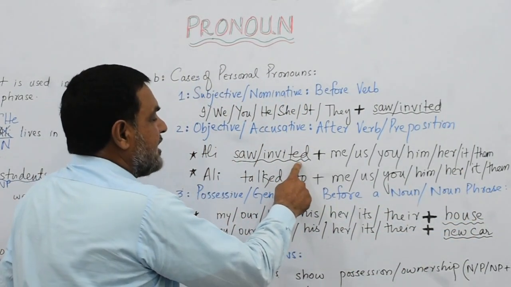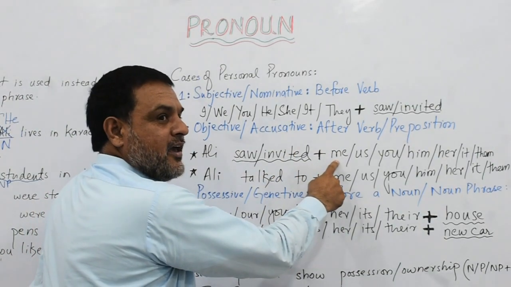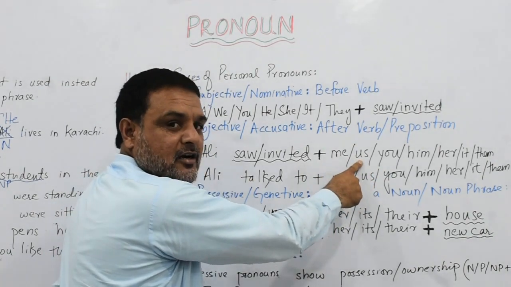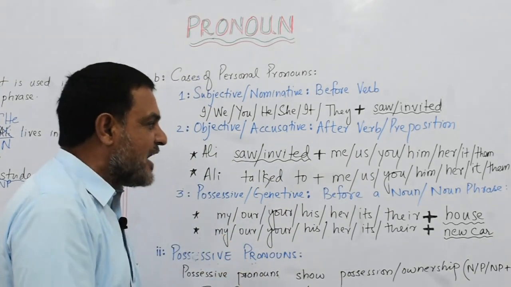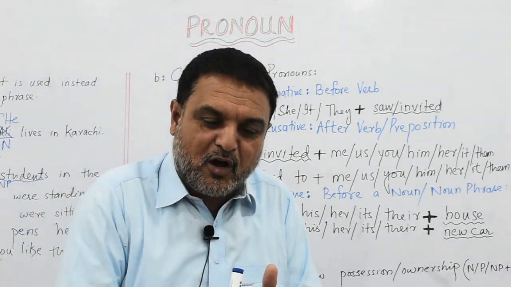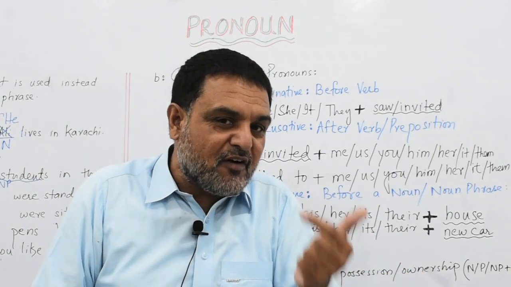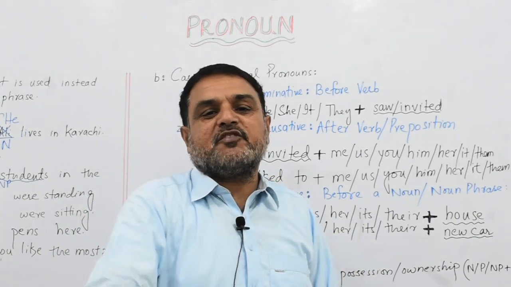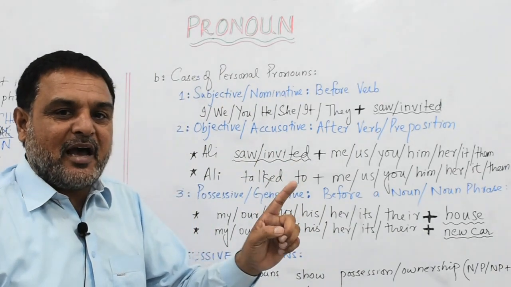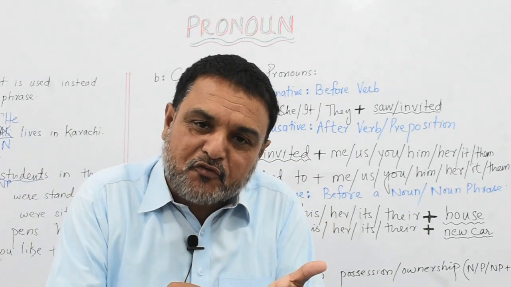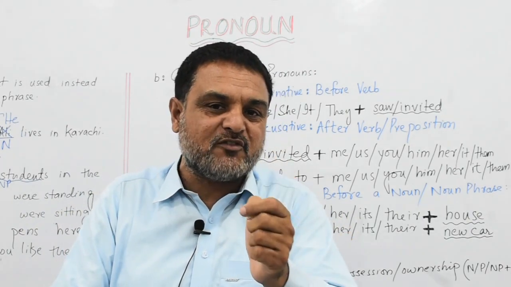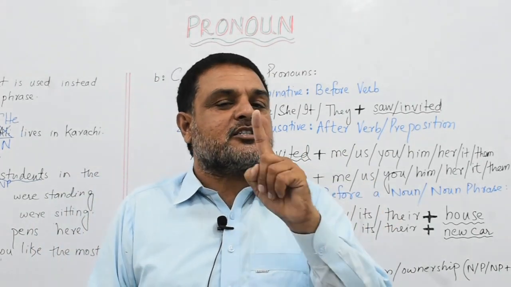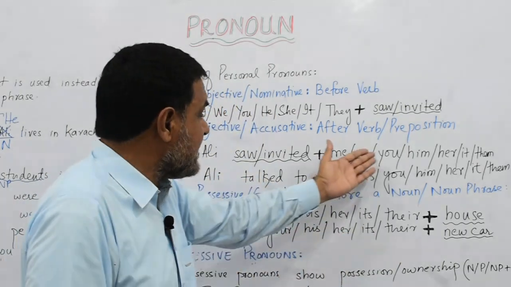We cannot say "Ali invited I," wrong. "Ali invited my," wrong. "Ali invited our," wrong. "Ali invited we," wrong. So that's why if a personal pronoun is used after the verb or after the preposition, it is called an objective or an accusative case of the personal pronoun. Keep that in mind. The case of the personal pronoun used before the verb is called the nominative or subjective case, and the case of the personal pronoun used after the verb or after the preposition is called the accusative or objective case. And these are the differences, remember.